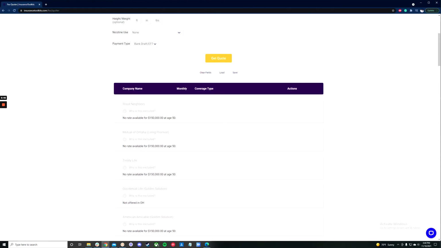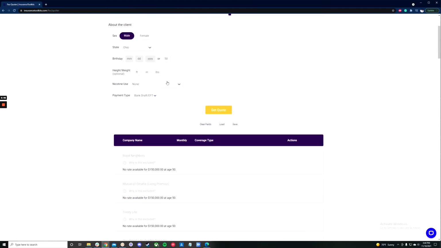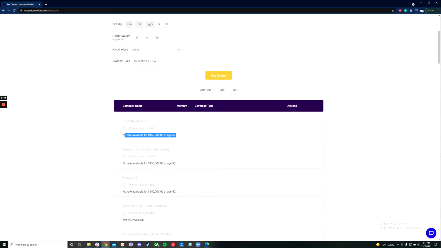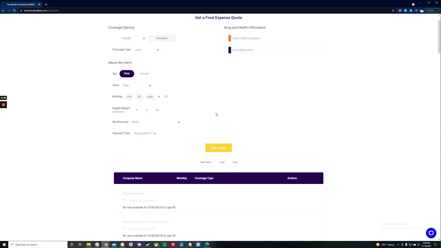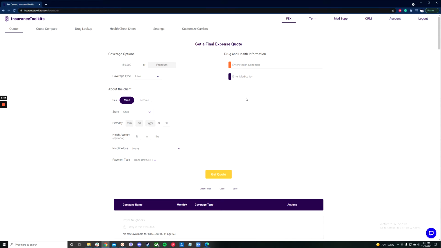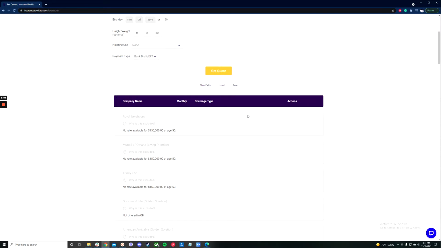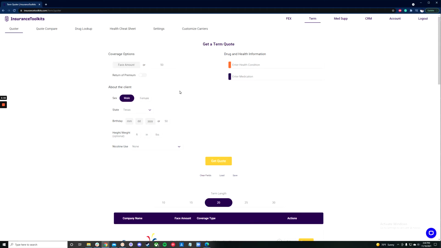When there's not a rate available for that carrier, whether that's because of the state or because the face amount is too high or too low, we'll tell you that there's no rate available for that face amount. So that's the first thing to look at. If you don't see any carriers populate and you're not running someone with heavy medical conditions, dialysis or dementia, something like that, the first thing you should look at is, am I in the correct toolkit?